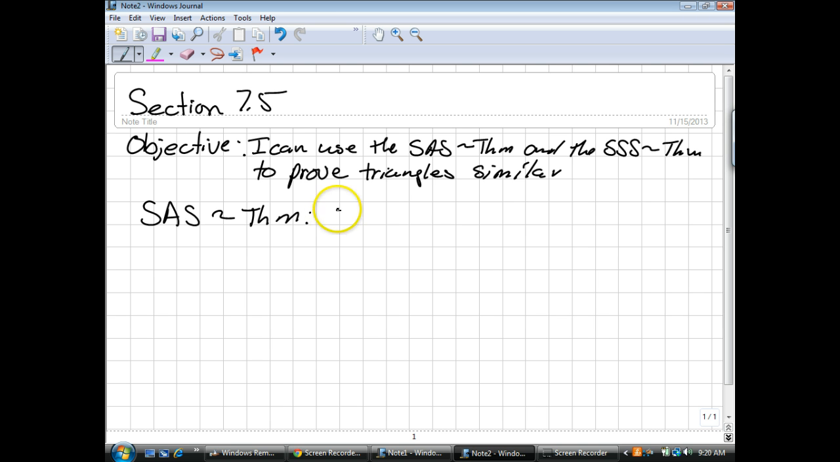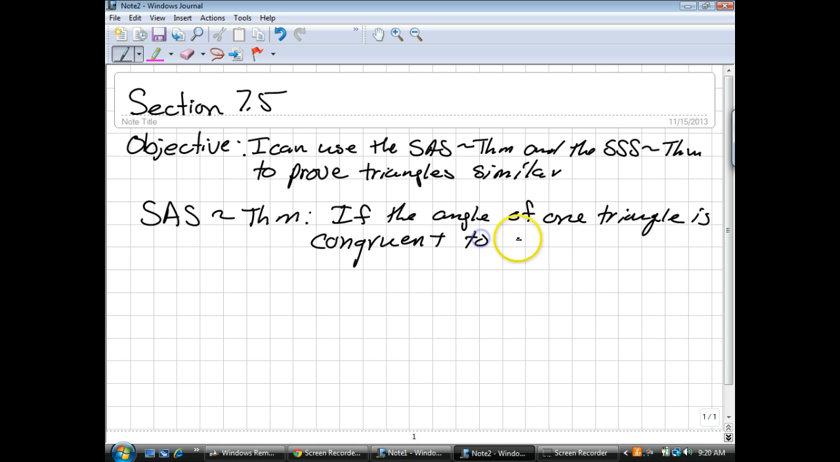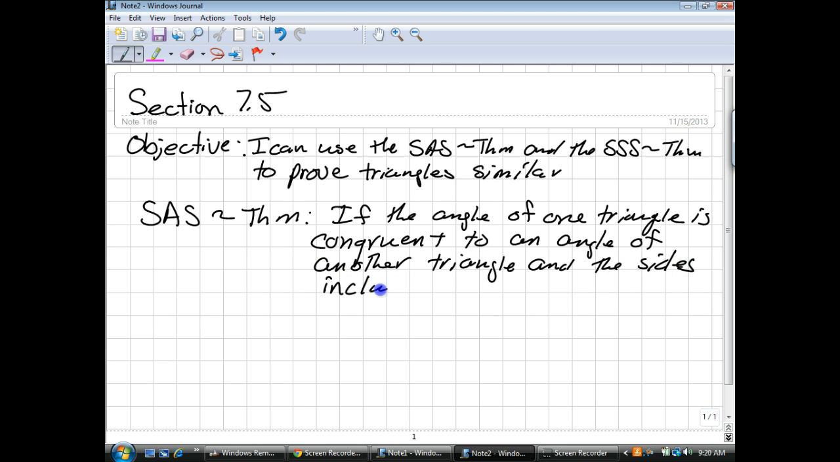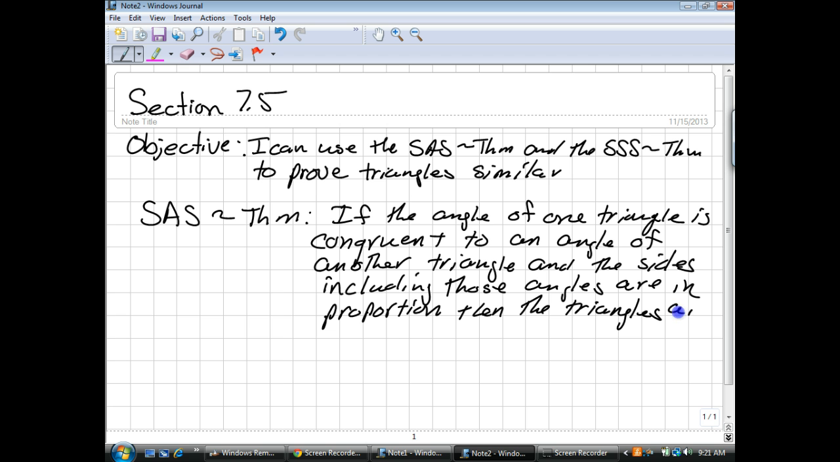says if the angle of one triangle is congruent to an angle of another triangle, and the sides including those angles are in proportion, then the triangles are similar.